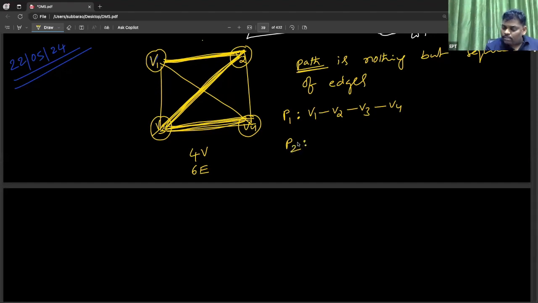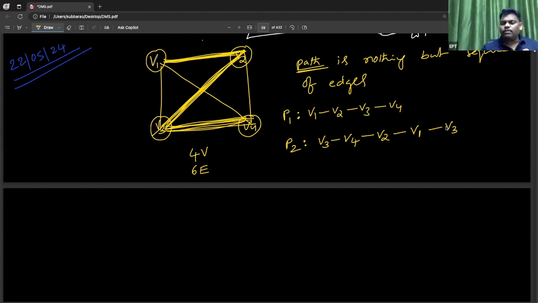Let's take one more path. Everyone listen: V3 to V4, V4 to V2, V2 to V1, V1 to V3. Can you see, is it also a path? V3 to V4, V4 to V2, V2 to V1, V1 to V3.